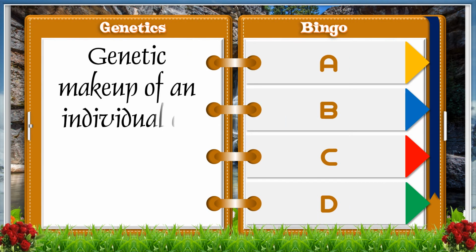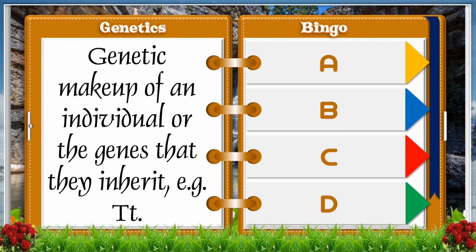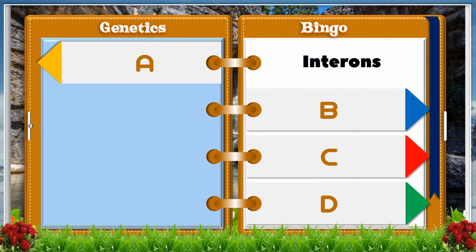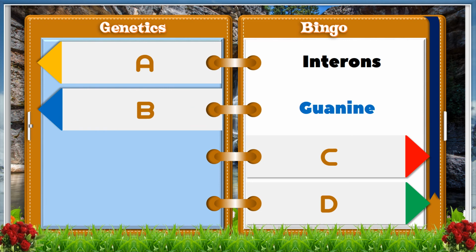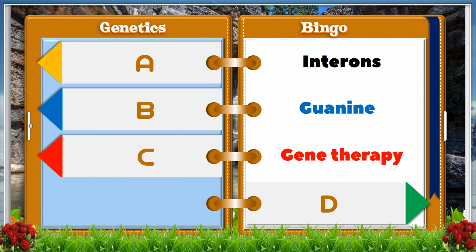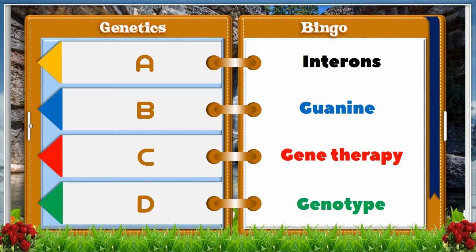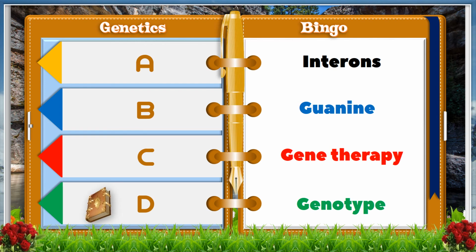Genetic makeup of an individual or the genes that they inherit, e.g., capital T, small t. A. Introns. B. Guanine. C. Gene therapy. D. Genotype. And the answer is D. Genotype.